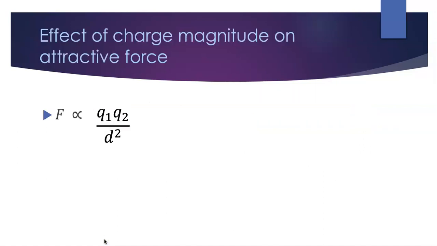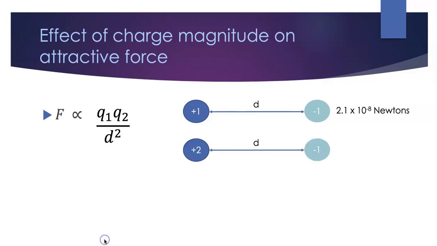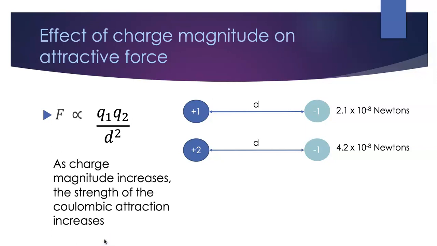So let's talk about charge magnitude. All right, we see that Q1 times Q2 is in the numerator of this expression. So if we have a positively charged species interacting with a negatively charged species at some distance, there's an attractive force between them, and then let's say we calculated it, we actually have a numerical value. If the charge of, say, the positive ion doubles, what we see is the strength of the attractive force also doubles. So that's really what we need to pull out of this. As the charge magnitude increases, the strength of the Coulombic attraction also increases. You need to know that.